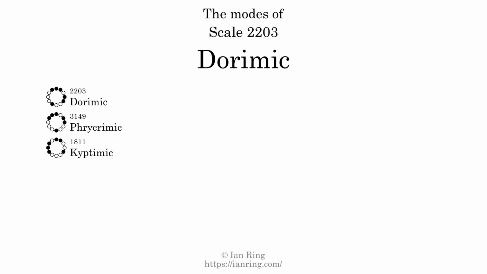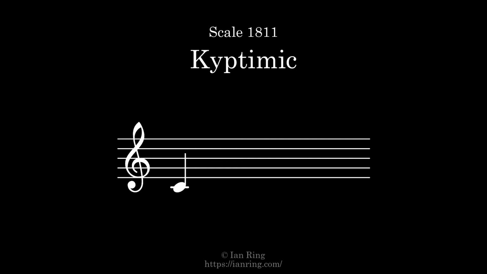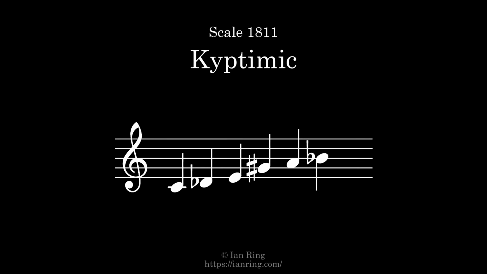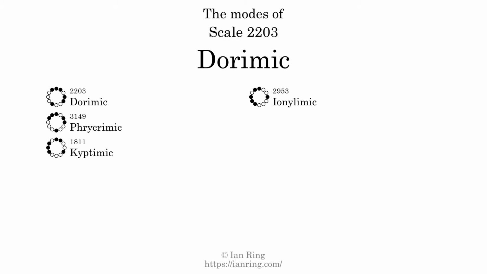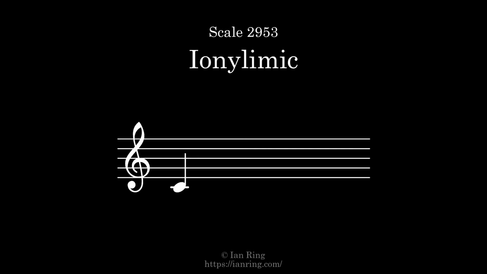The third mode is scale 1811, also known as Heteromorphisms. It sounds like this. The fourth mode is scale 2953, also known as Dorimic. It sounds like this.